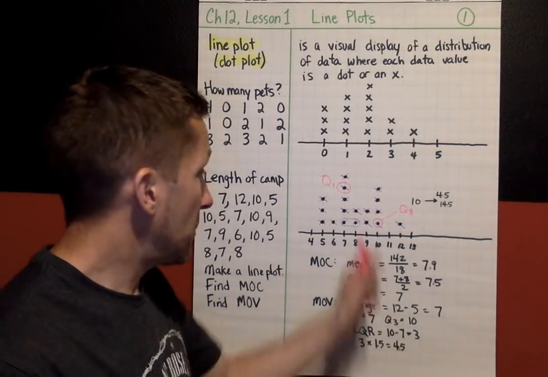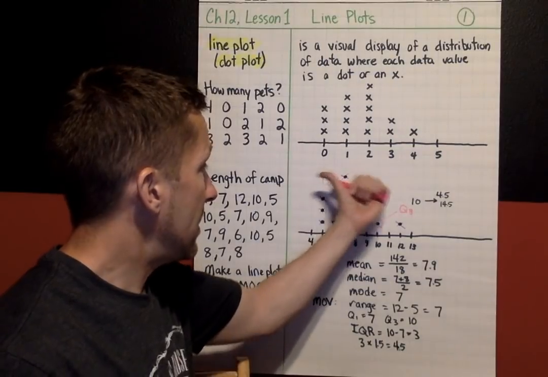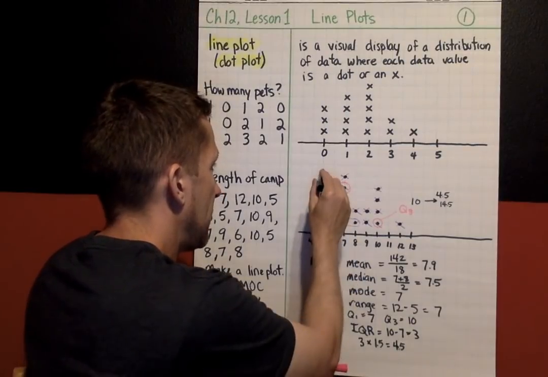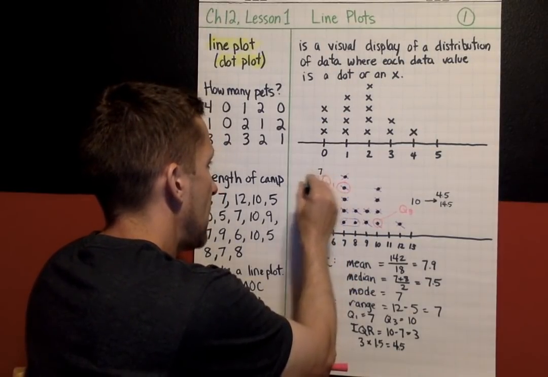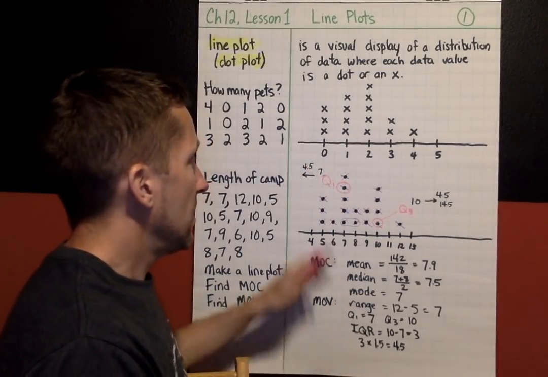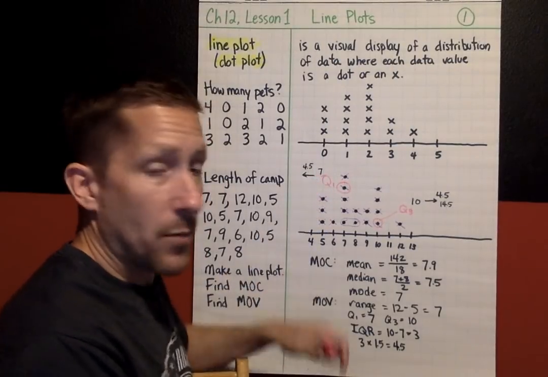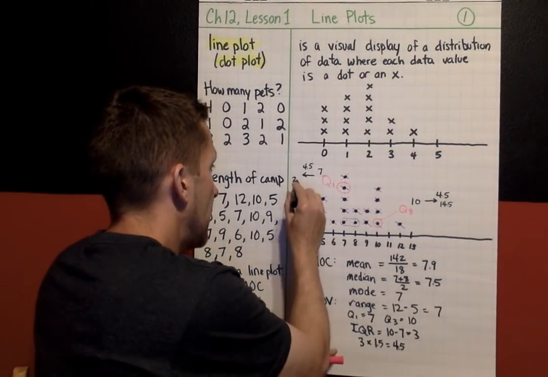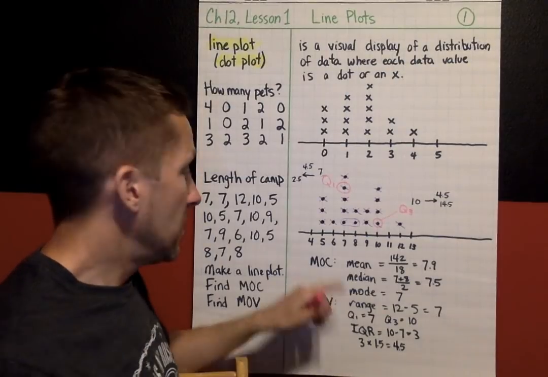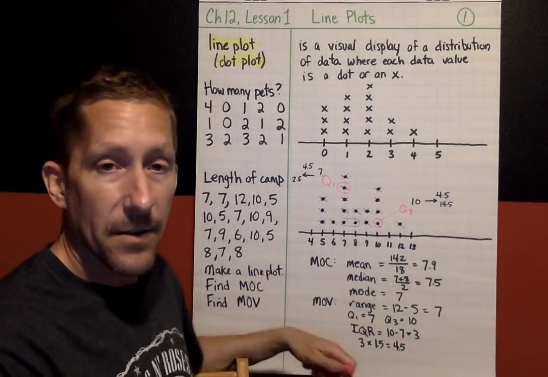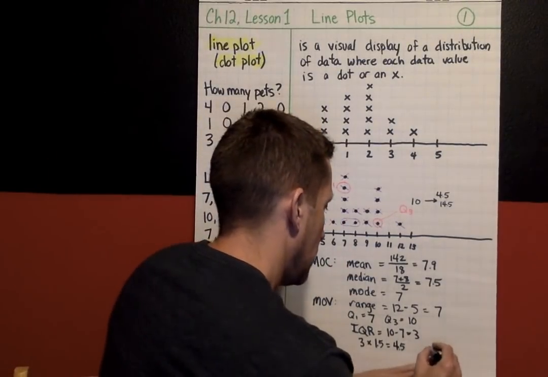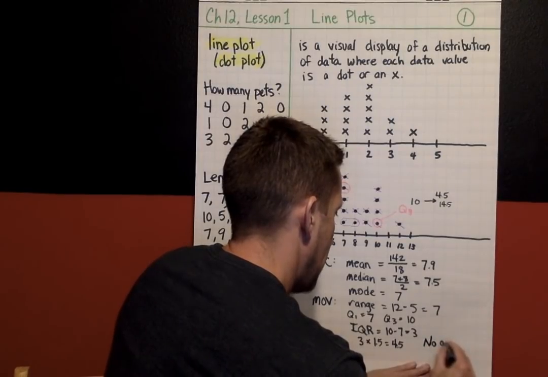I do the same thing from Q1, but this time I go 4.5 in that direction. Q1 is 7, and I want to go 4.5 in that direction from 7. If I take 7 and subtract 4.5, I'm going to be at 2.5. Do I have any values lower than 2.5? Well, the answer is no to that as well, because my lowest value is a 5. So now I know for sure I can say no outliers.